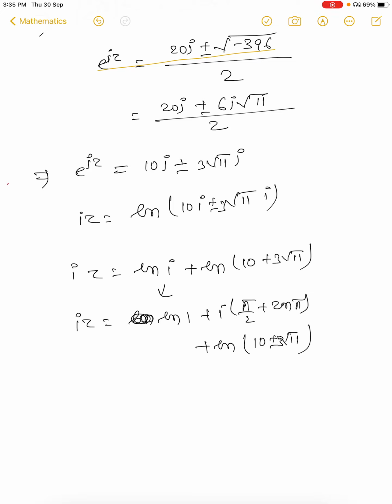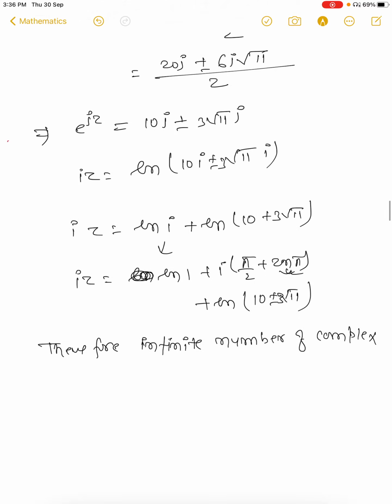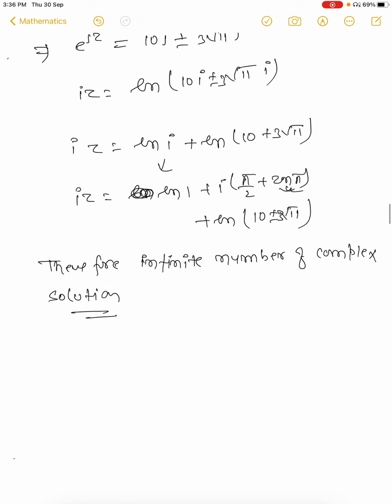Therefore there are infinite number of complex solutions. It is not a finite number of complex solutions, because it depends upon the n number of terms. So here you will get, therefore, infinite number of complex solutions. Okay, now comes the next question.